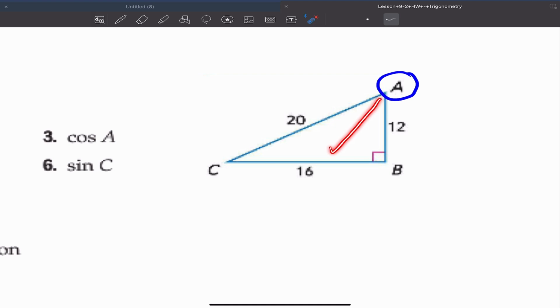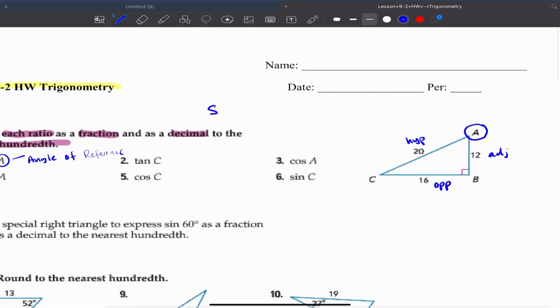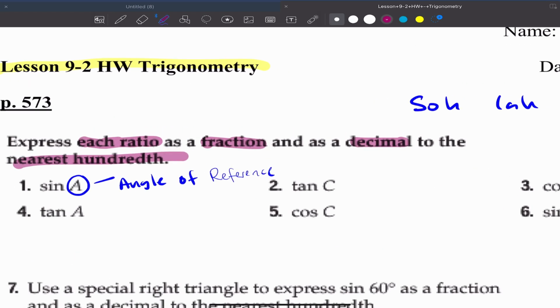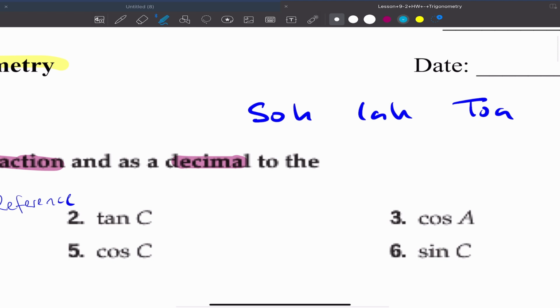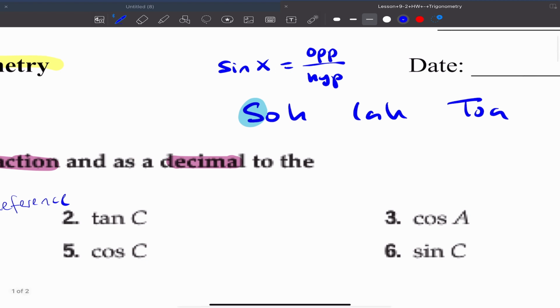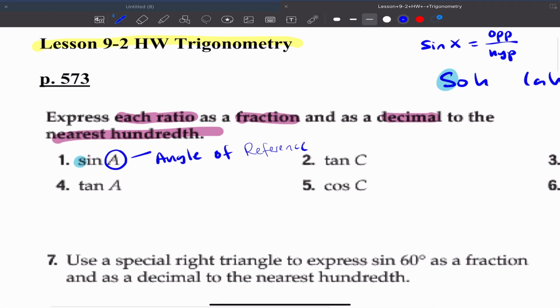Across from A, this is the opposite side. Across from the 90-degree angle, this is the hypotenuse. And then next to, this is adjacent. So I'm going to write SOHCAHTOA. I see the letter S, so that means I'm going to be using SOH, which means sine of X is equal to opposite over hypotenuse, right? So let's go ahead, I'm going to erase this now.